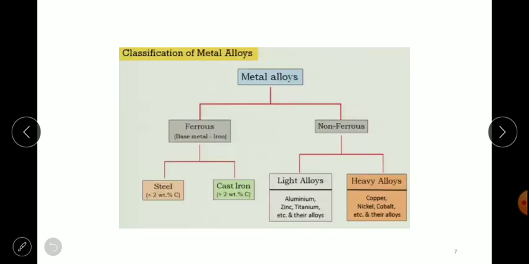Coming to the classification, metals are classified as, first, ferrous metals, which contain iron as a base metal, and non-ferrous metals, which don't contain iron as a base metal. In ferrous metals we have discussed steel, the first classification, and second, cast iron. Steel contains less than 2% carbon, and cast iron contains greater than 2% carbon. Whereas non-ferrous metals are further classified into two categories. The first is light alloys and the second is heavy alloys. Light alloys contain aluminium, titanium, zinc, whereas heavy non-ferrous alloys contain copper, nickel, cobalt, bearing metals, etc.